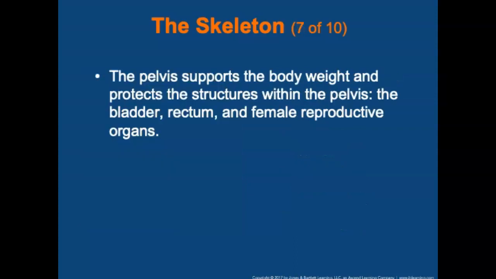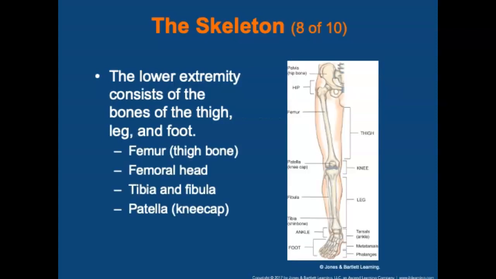The pelvis supports the body weight and protects the structures within the pelvis: the bladder, the rectum, and the female reproductive organs. The pelvic girdle is actually three separate bones fused together to form one bone. I say "IIP": the ischium, ilium, and pubis are the bones that form the pelvic girdle.